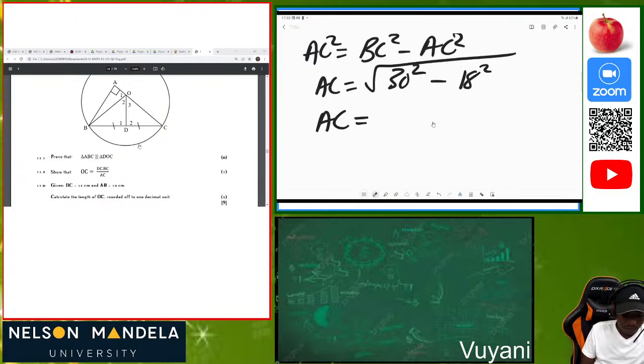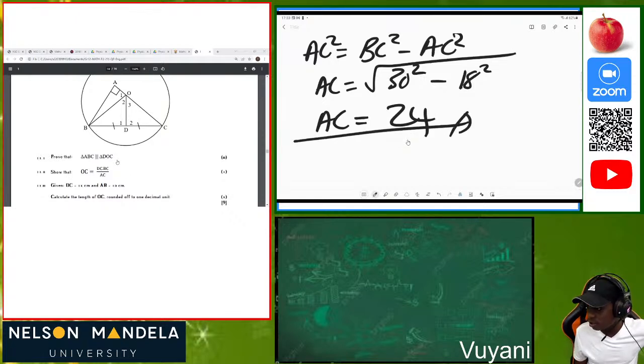Square root of 30 squared minus 18 squared. Then our answer is 24. When you use your calculator, you get 24 units.